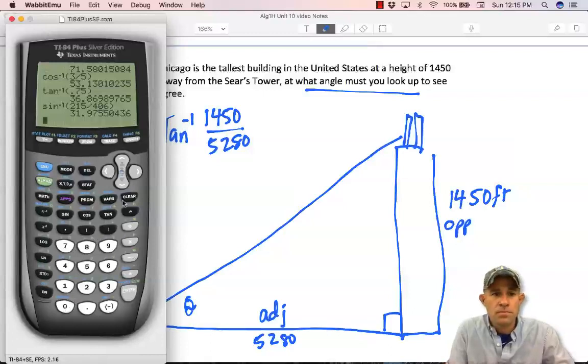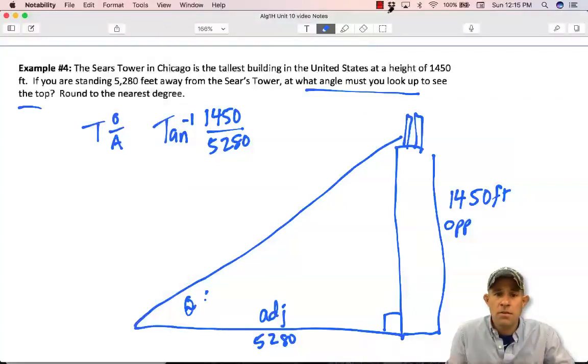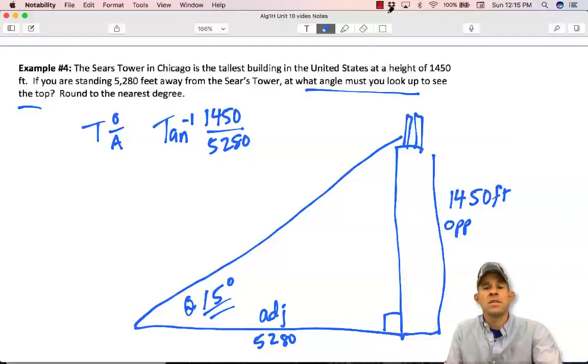All right, to the graphing calculator we go. Inverse tangent, there we go. 1450 divided by my 5280, and I should get about 15 degrees. All right, so this angle of elevation is approximately 15 degrees that I have to look up to see the top of that tower.